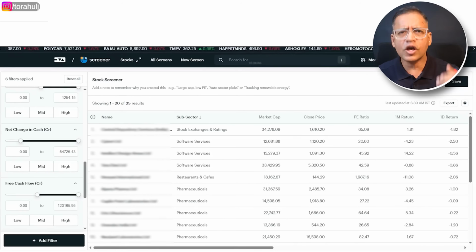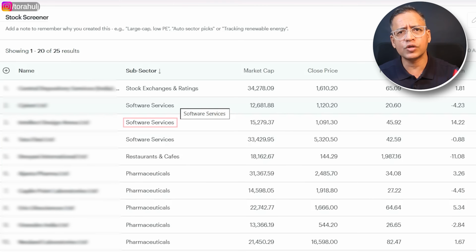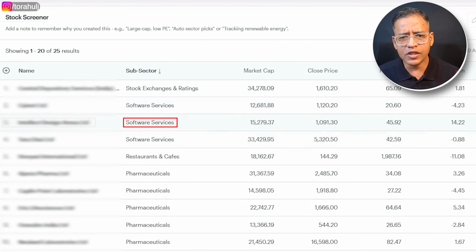For example, if I only understand IT and pharma and let us say FMCG, then I'll focus on those sectors rather than looking at, for example, construction. And I have no idea how a construction industry works. Now, for the purposes of demonstration, I'm going to stick to IT companies. And let's say I'm going to pick up this particular company here.